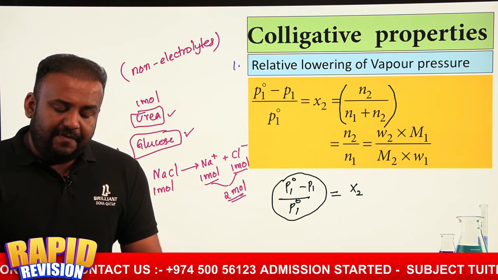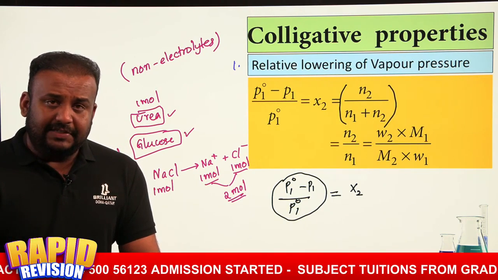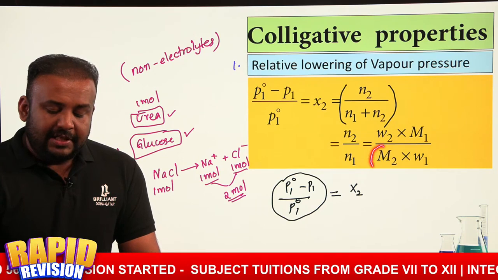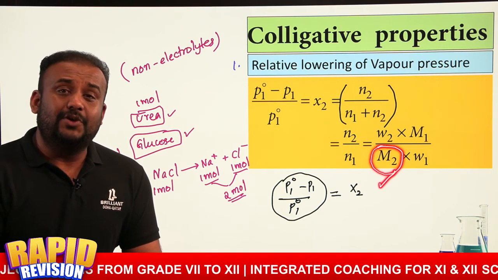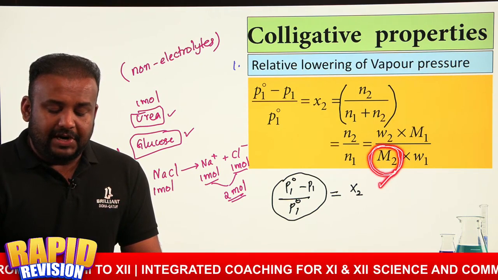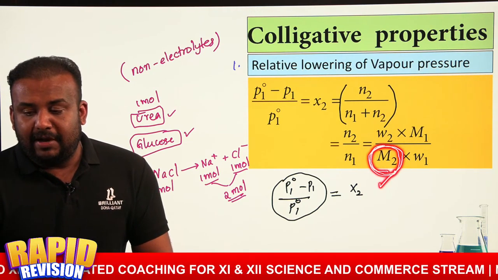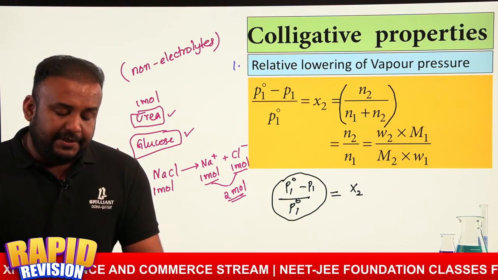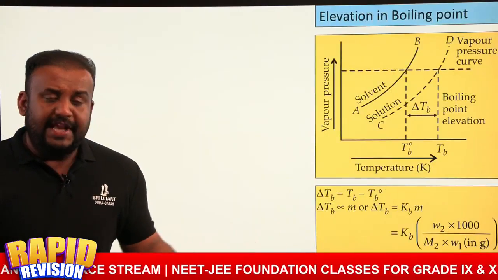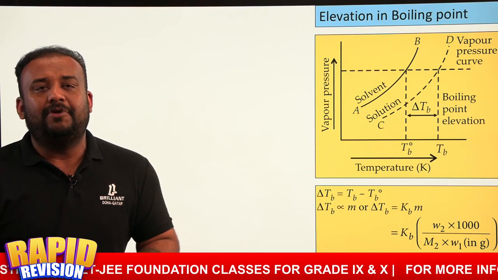So, relative lowering of vapor pressure. And why would we need this formula? Because most of the times, colligative properties based questions will be to calculate the molar mass of the solute. You see here M2, what is M2? M2 is the molar mass of the solute. Is that clear? Right?